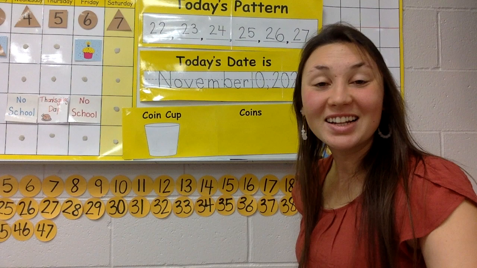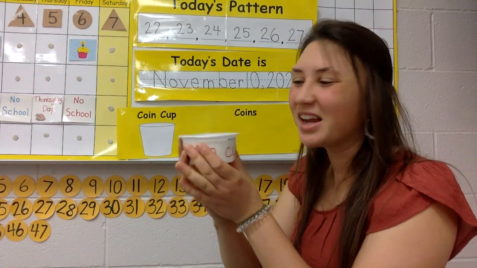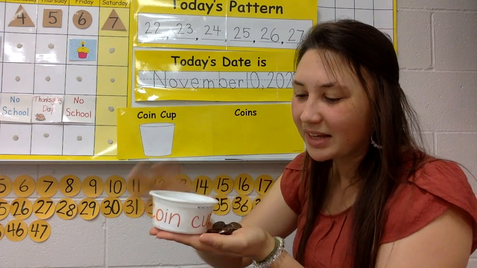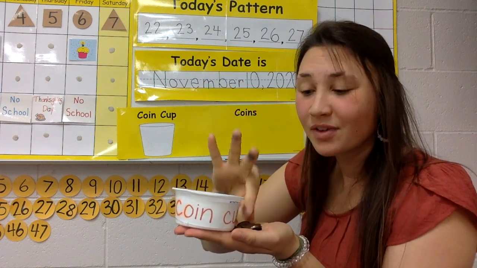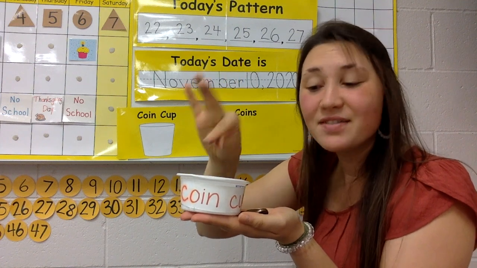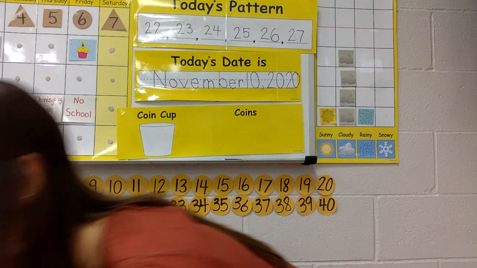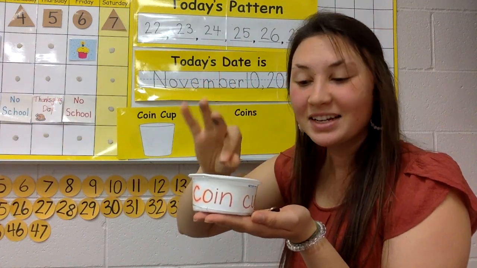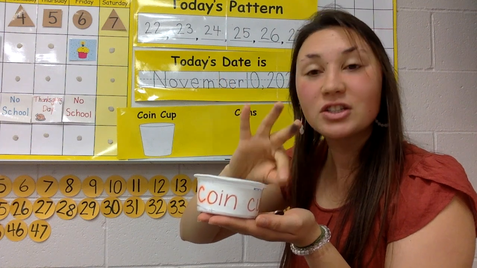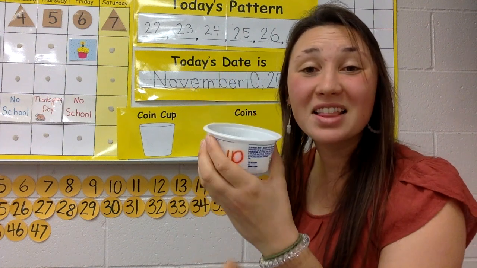Way to go. Let's talk about our coin cup. How much money will we have today? Let's see. Count it with me. 1, 2, 3, 4, 5, 6, 7. Oh, lost one. 8, 9, 10, 11, 12, 13. 13 pennies in the coin cup.